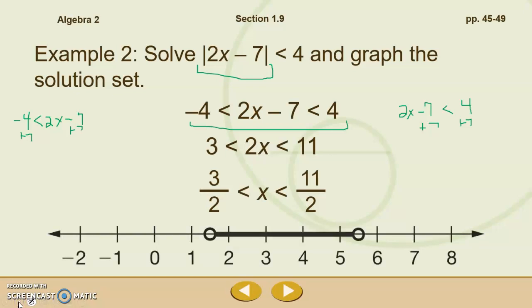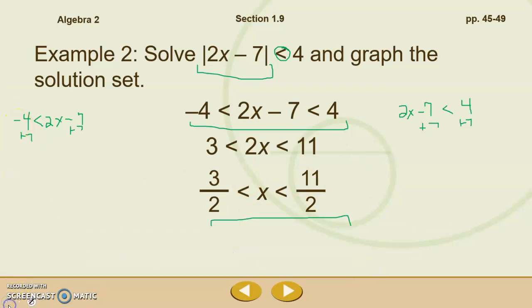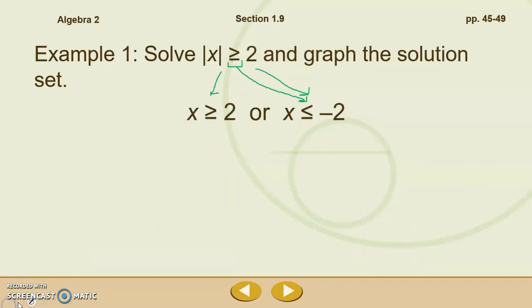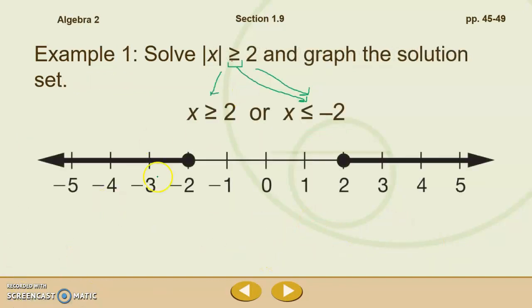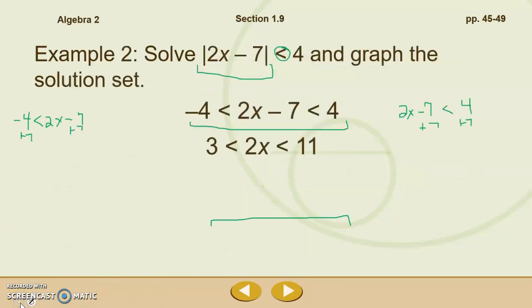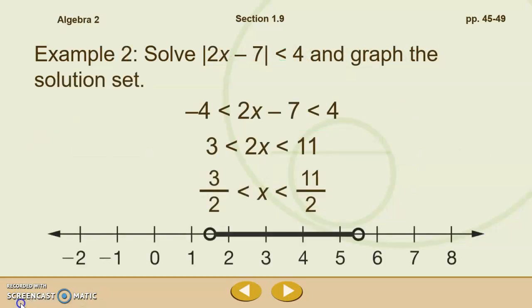When we graph that, you can see we've got this small portion in the middle. Whenever you're graphing an absolute value that has less than, you're going to have a small section in the middle. Whenever you're graphing anything that's greater than, like in our previous example, you're going to have two arrows going in two different directions. So greater than will have a greater number of lines than less than. Less than will have just one segment or one line.